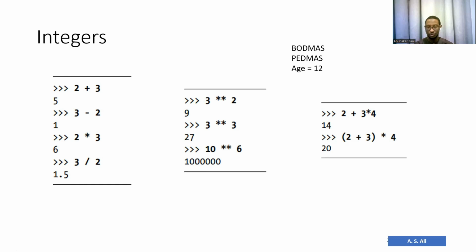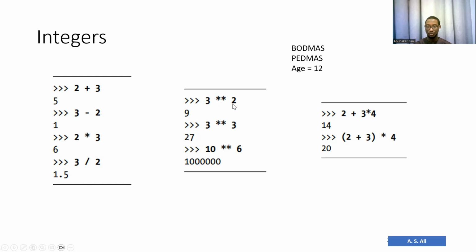Okay, so we have addition, subtraction, multiplication, and division of integers. We have what we call the exponent. This is what you used to say raised to power, right? So what we are doing here is saying that 3 raised to power 2 is 9. Okay, 3 squared is 9.